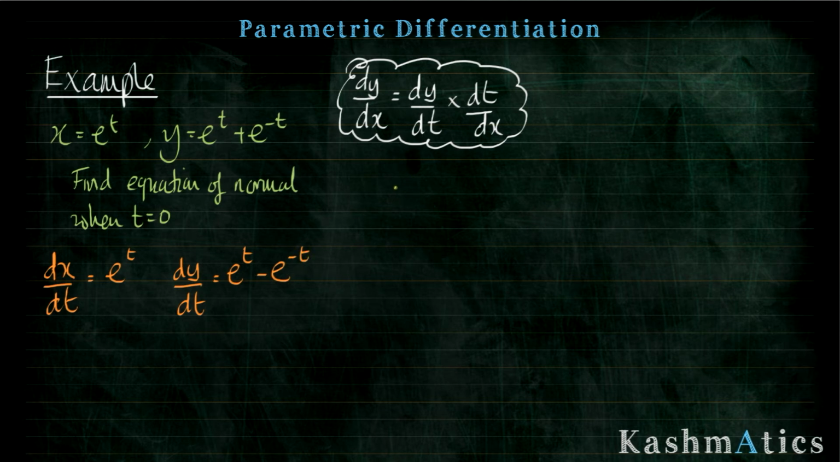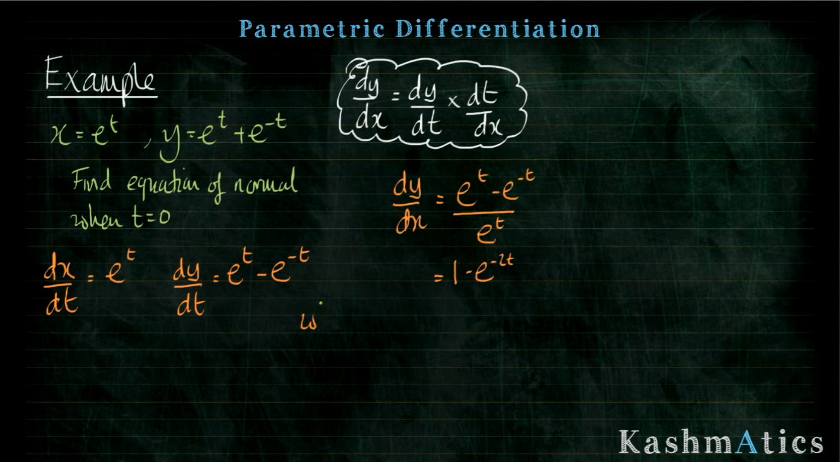Alright, so let's just work out dy by dx. Now dy by dx will equal dy by dt, so e to the power t take away e to the power minus t, all divided by e to the power t. Now if you're wondering why I'm dividing, that's the same as multiplying by 1 over e to the power t. And what I end up with is 1 take away e to the power minus 2t. That's because I've got e to the power minus t here, and when I'm dividing powers of the same number, I subtract the powers, so I subtract another t, and that's e to the power minus 2t. So that's what dy by dx is.